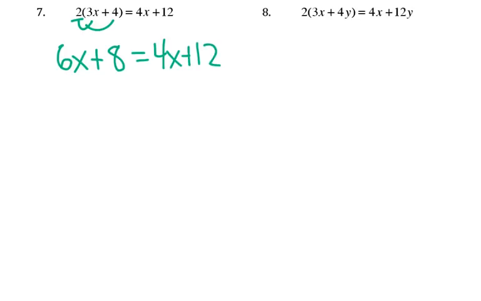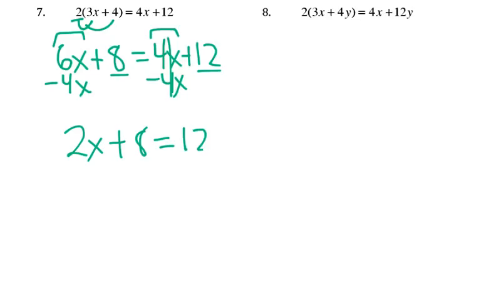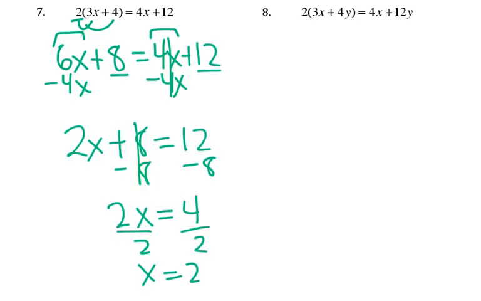Now I want to combine the terms that are the same. So the x terms and the regular terms. So I could subtract 4x. 6 minus 4 would give me 2x. That becomes 0. Plus 8 equals 12. Subtract 8. Those become 0. 2x equals 4. Divide by 2, and x equals 2.